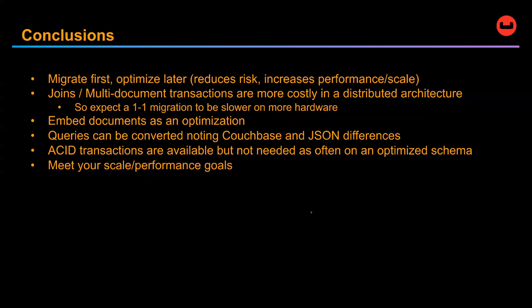ACID transactions are available, but they're not needed as often when we optimize our schema. When we have orders and order items and product, we've got three tables basically. We've got to have a transaction just to map between orders and order items. If the order items are basically embedded in the order, then we don't have to have a transaction just to update it.